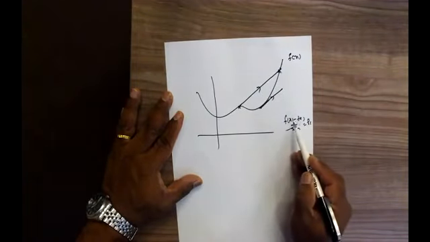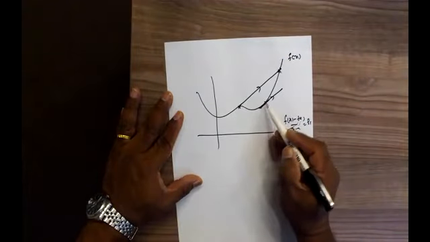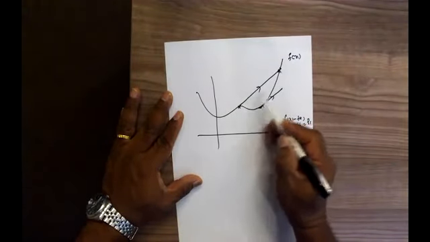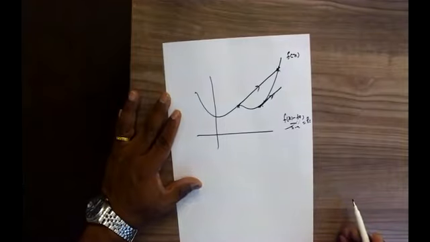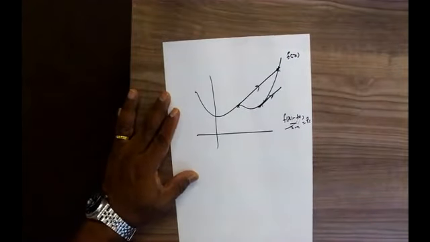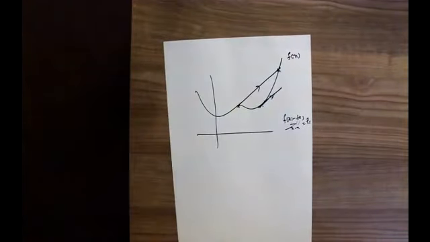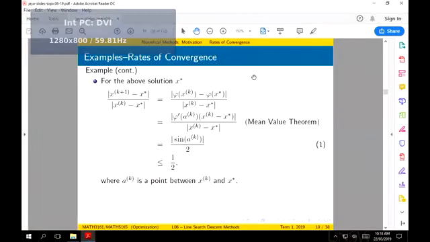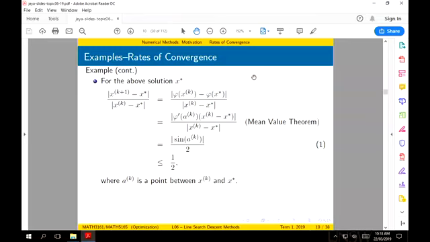This gives you the slope. That's the mean value theorem. The derivative at the point. You can always find a point on the curve where the tangent is parallel to that chord. So that's actually used here. So that means here, (phi(xk) - phi(x*)) divided by (xk - x*) equals the slope, phi prime of ak. ak is a number between xk and x star in the interval there.